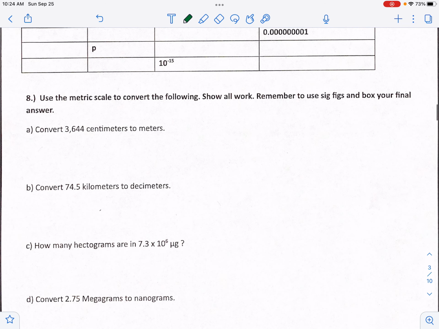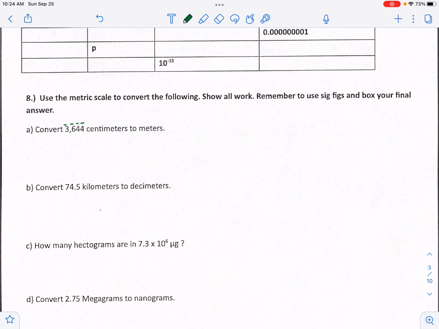All right, so let's do some metric conversions. Use the metric scale to convert the following. Show all work. Remember to use sig figs and box your final answer. Okay, so that means if I have 1, 2, 3, 4 sig figs in the beginning, I need to have 4 in the end. I'm going to show you 2 ways to do this. Whichever way works is totally up to you.